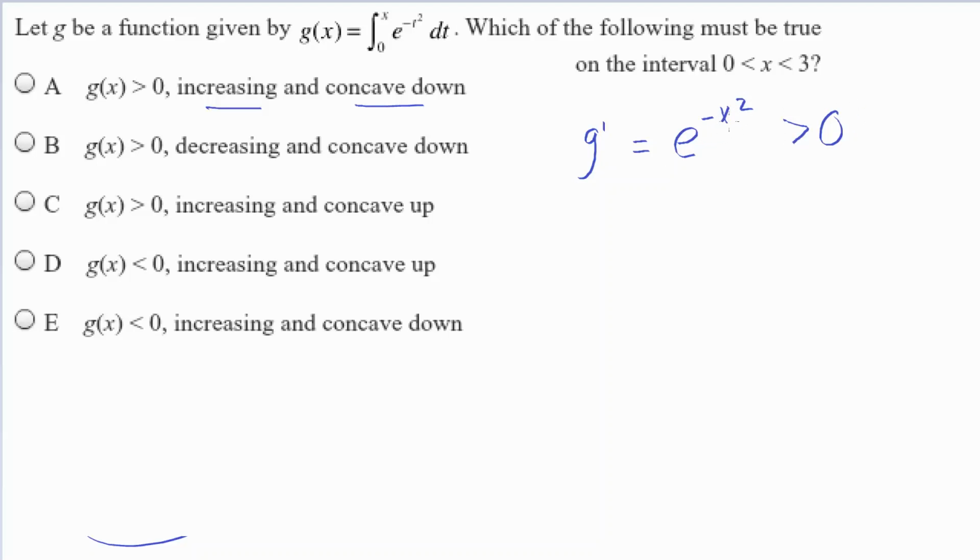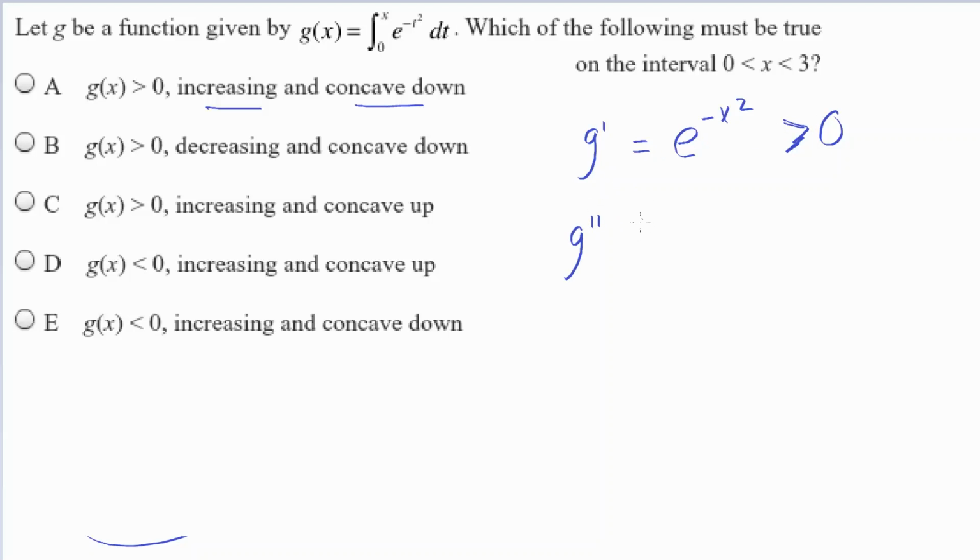Because even if I put in a large number for x in either direction and square it, e to that power, which will be a negative number, is just going to be a small number. Negative exponents make fractions, not negative numbers. So therefore, that is always greater than 0. Let's derive that for fun.